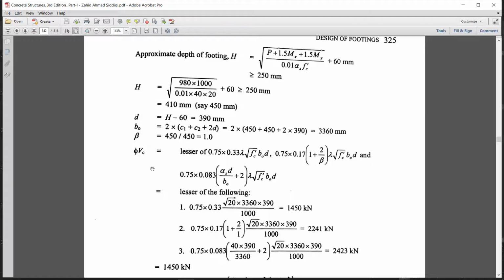So we are getting three shear capacity values. The lesser of these three is 1450. So that will be our shear capacity.